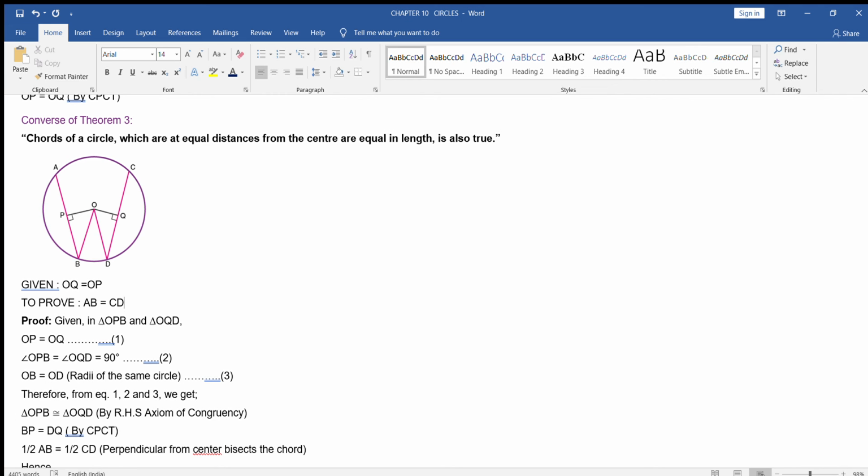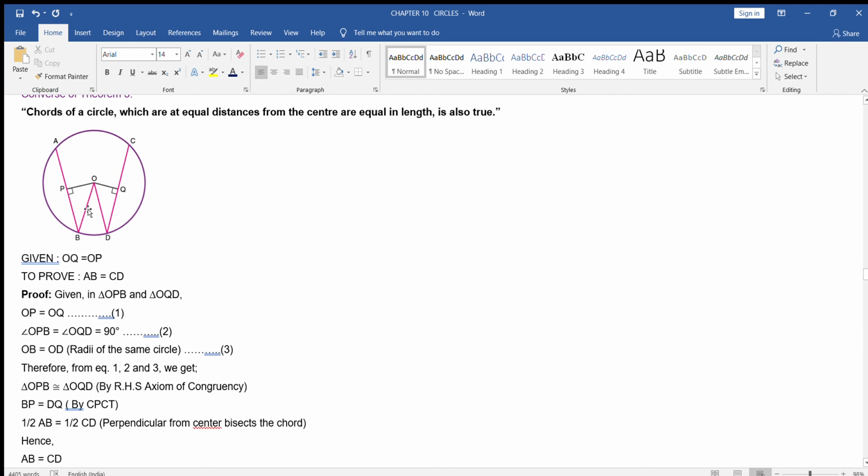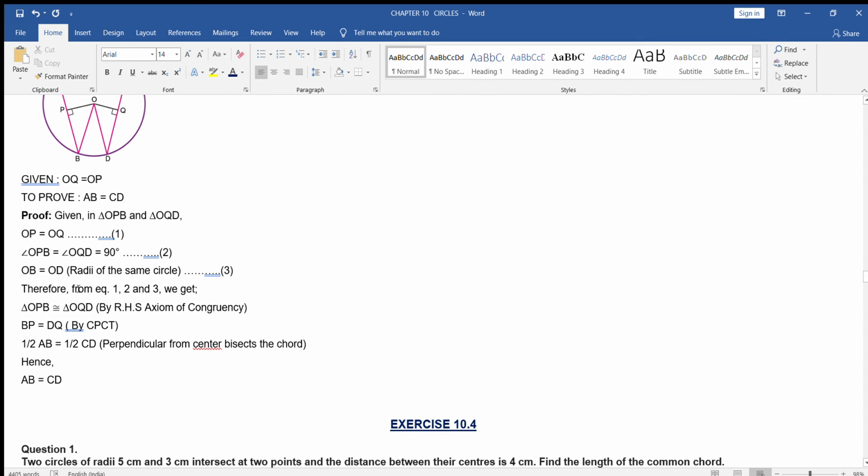Now see, similarly, in the given triangles, OP is equal to OQ, given to us. OB is equal to OD, given to us, the radii. And the third thing we have is the angle of 90 degrees. Here the criterion is RHS again. So by this criterion the remaining parts are equal, that is BP is equal to DQ. If half of AB and CD are equal, then the whole AB and CD are also equal. So this is the way we have proved the theorem as well as its converse.